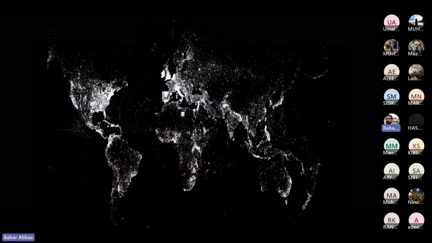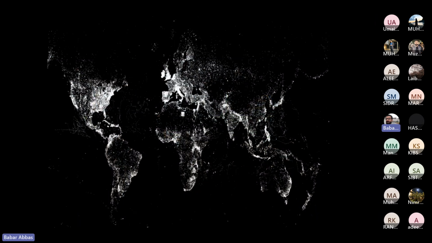Can someone elaborate what exactly is this picture? What do you see in this picture? What is this? Sir, I think it is a satellite image extracted through GIS. Yes, exactly. You are right. This is a satellite image and captured through a satellite, and it's a night image. Okay, sir.